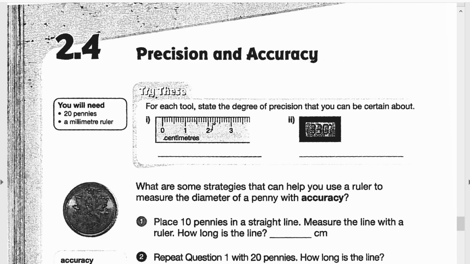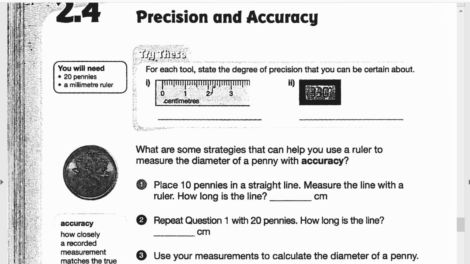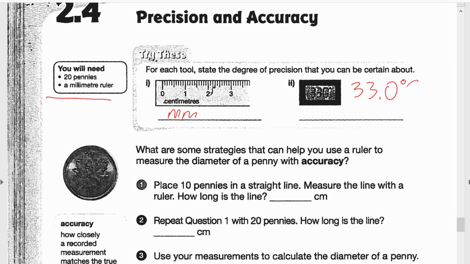So let's start with precision and accuracy. You'll need 20 pennies and a millimeter ruler. For each tool, state the degree of precision that you can be certain about. So for this ruler, we're looking at millimeters. For 33, that says 33.0 degrees Celsius. That's tenths.